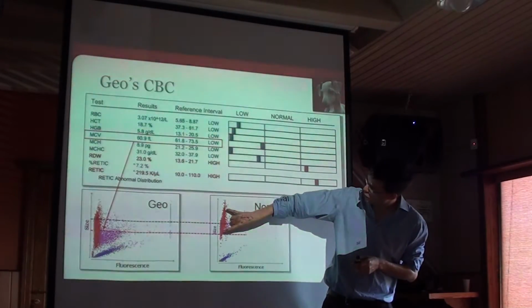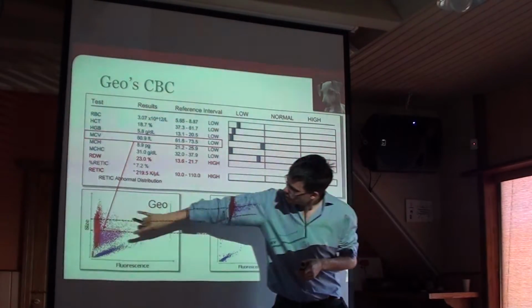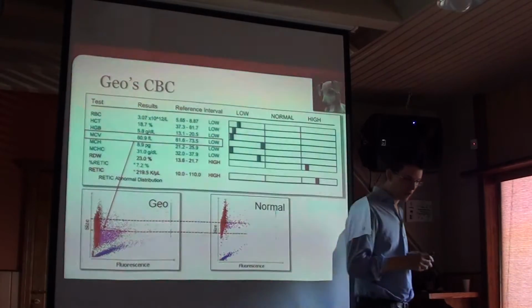So if we compare him to normal, you can see that he's had smaller red blood cells for some time.